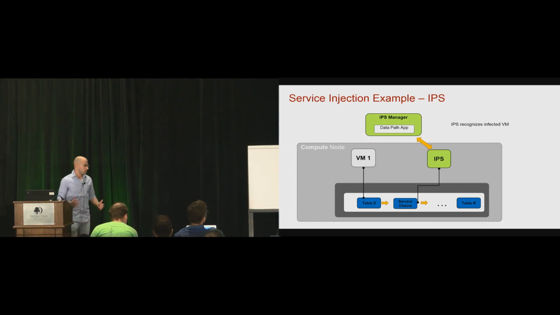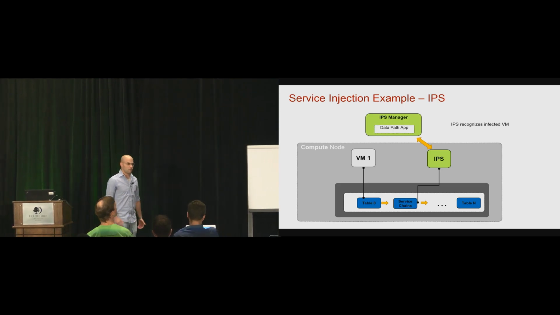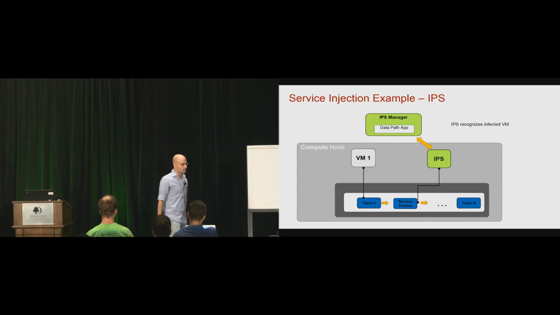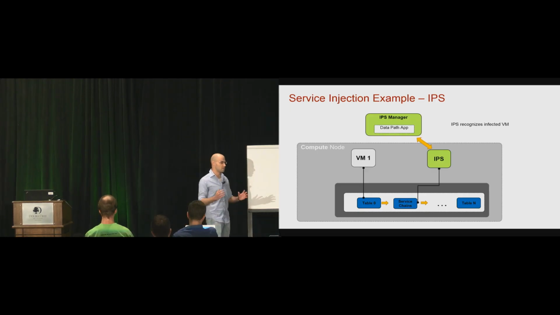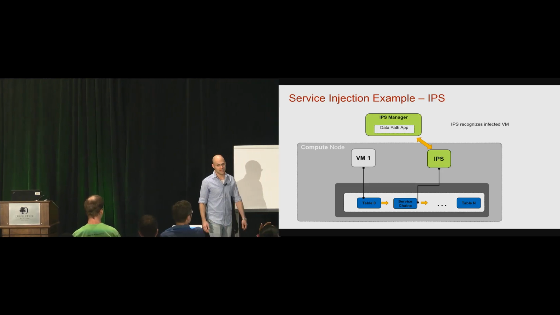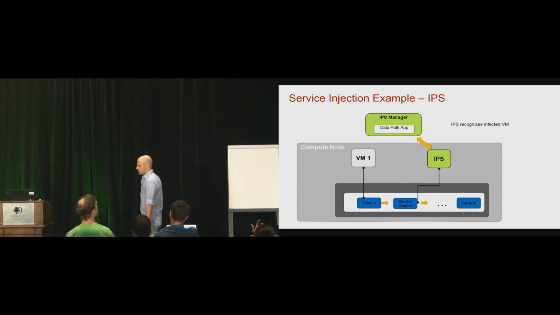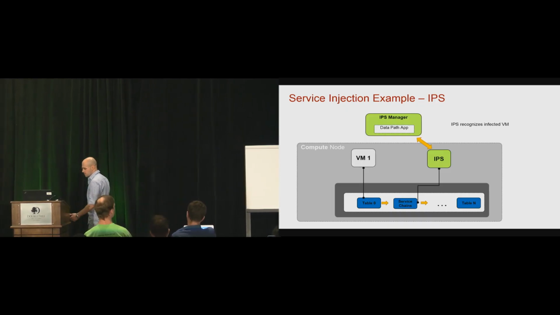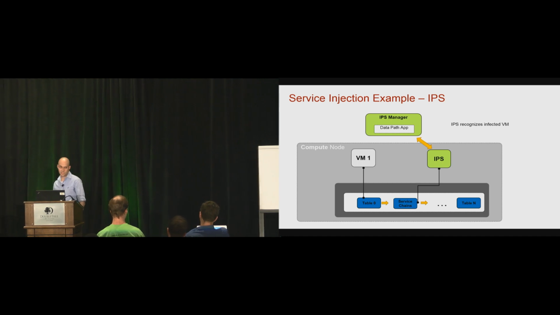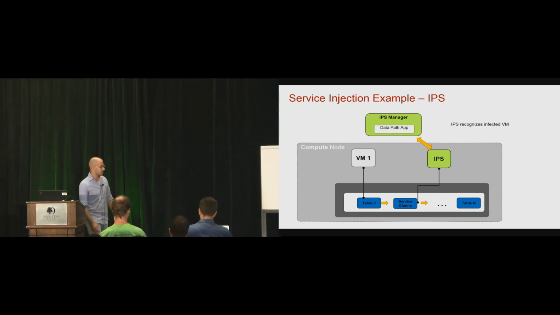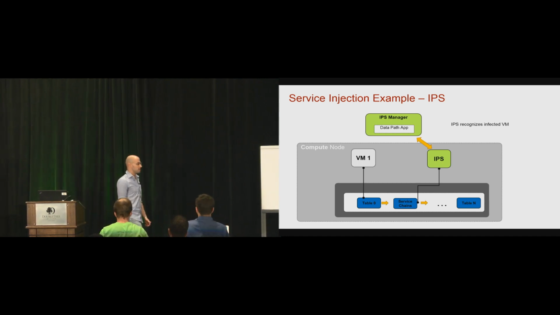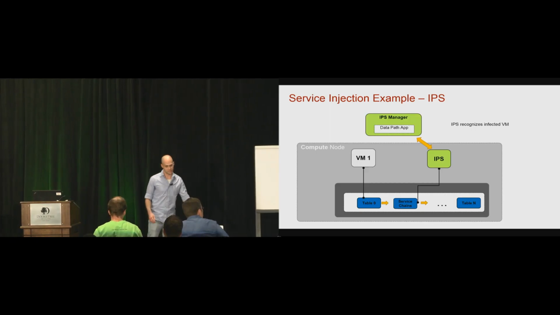So I described to you classic service chaining and topology service injection. What I want to show now is how these two work very well together and how they complement each other. We have here a simple example where we have an IPS function and a group of VMs. Traffic is chained to go through this IPS, and it's inspecting them.